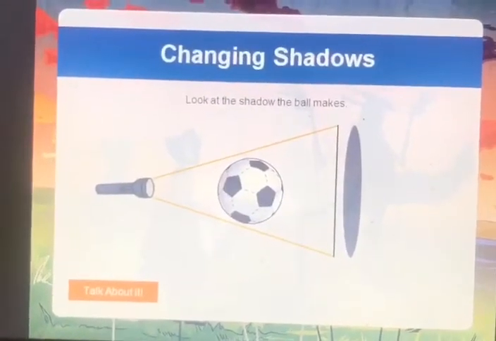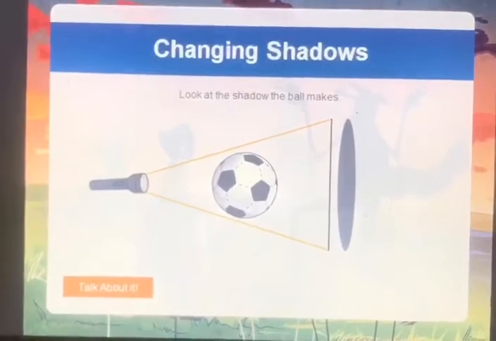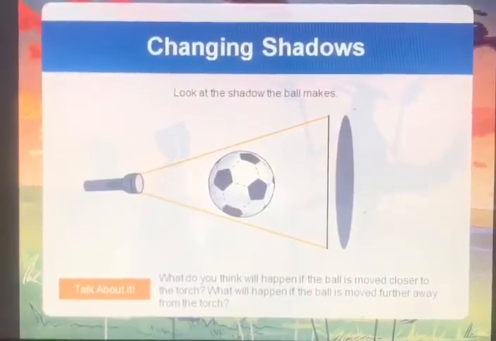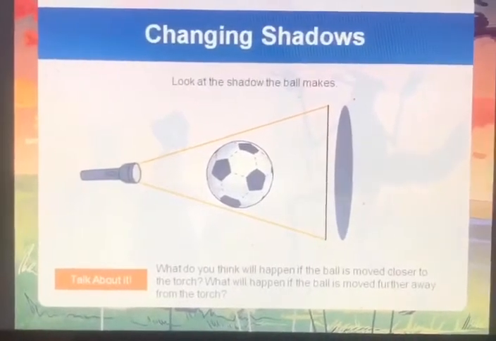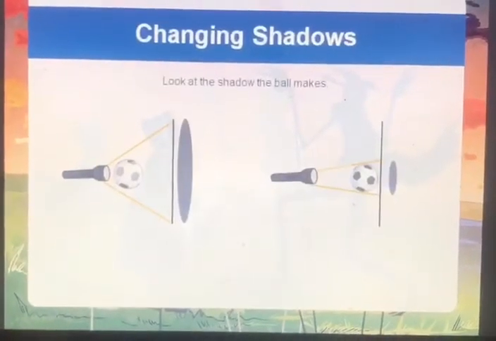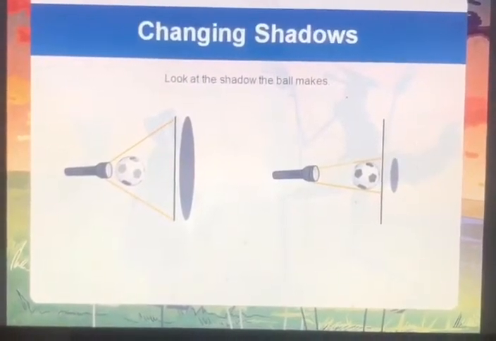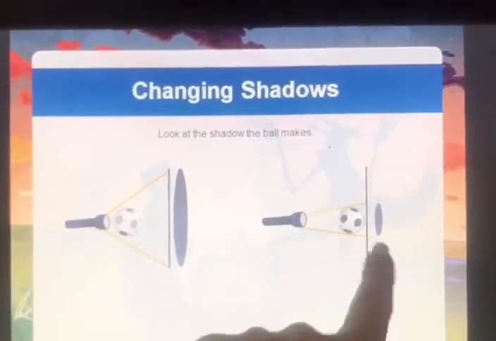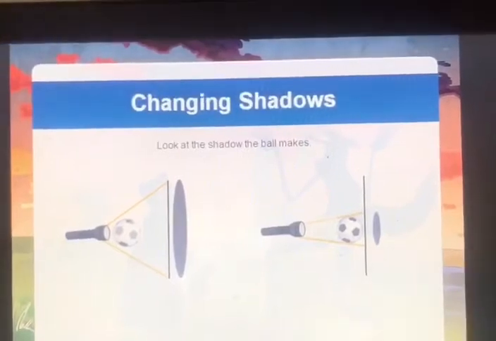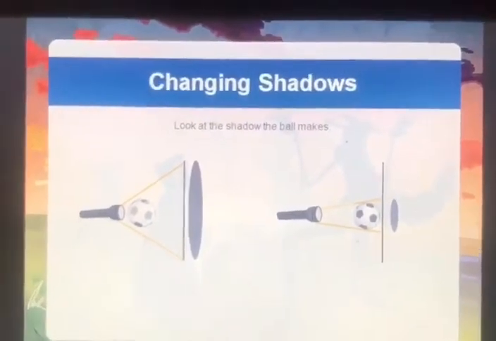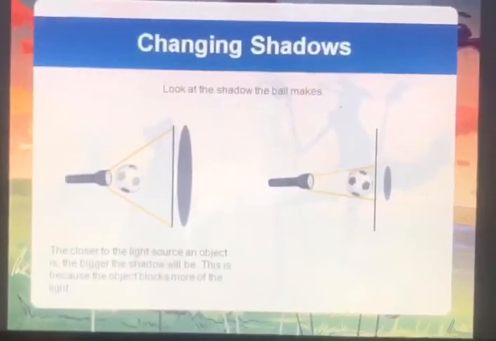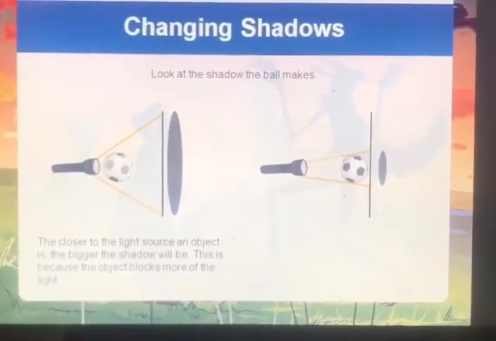So changing shadows. So we need to look at the shadow the ball makes. What do you think will happen if the ball is moved closer to the torch or moved farther away from the torch? So when the ball is closer to the torch, our shadow gets bigger, and when the ball is farther away from the torch, our shadow gets smaller. So the closer it is to the light, the bigger the shadow.